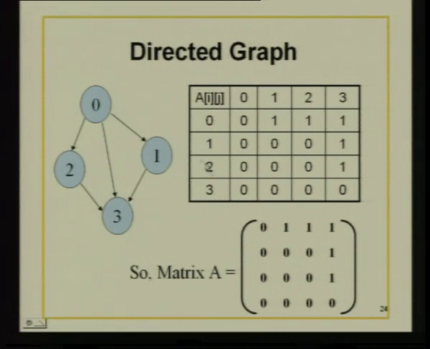This is another example of 4 nodes, and in terms of Aij you find that here 0 to 1 you have an edge, 0 to 2 you have an edge, that is it. Then 2 to 3 you have an edge, 1 to 2, 1 to 3 you have an edge, and so on. So, this is straightforward, we have already seen an example before.